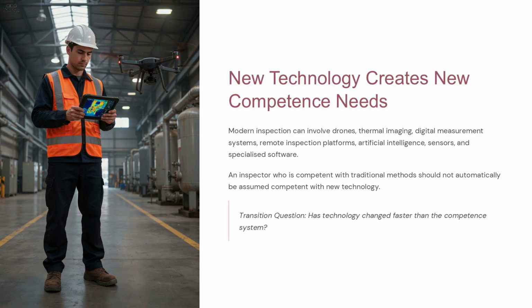Modern inspection can involve drones, thermal imaging, digital measurement systems, remote inspection platforms, artificial intelligence, sensors, and specialized software. An inspector who is competent with traditional methods should not automatically be assumed competent with new technology.